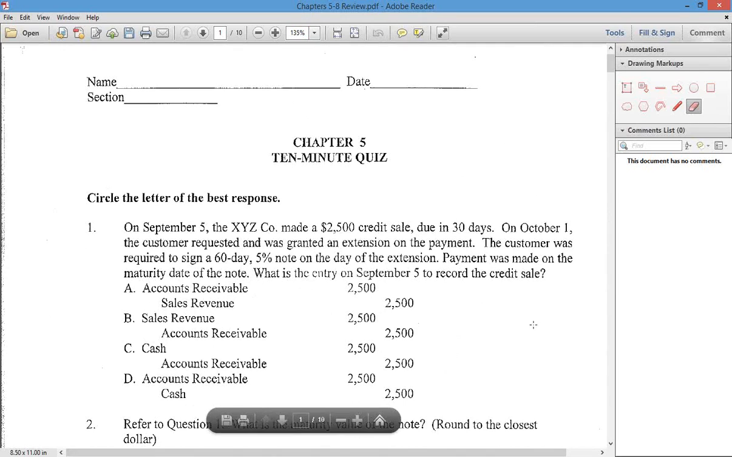So that's the difference in those two methods, and something that you need to be able to remember to answer your multiple choice questions and your problems correctly on your test.